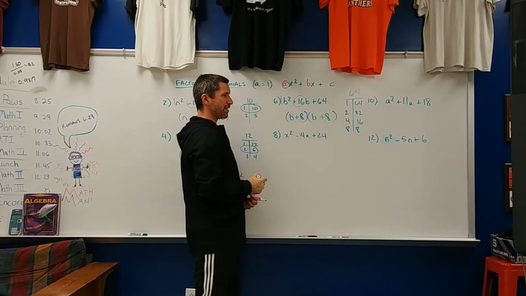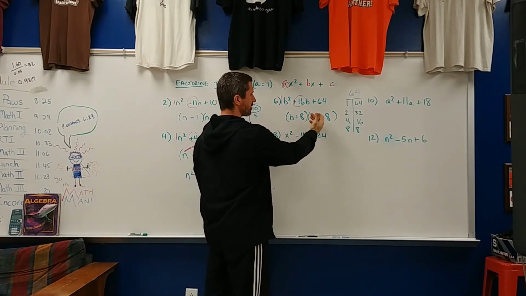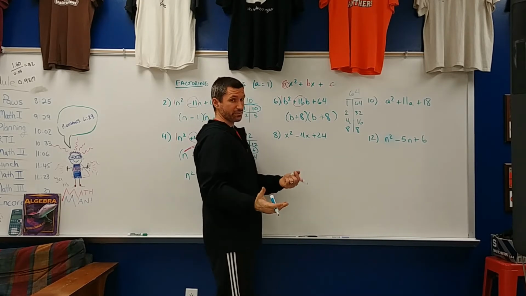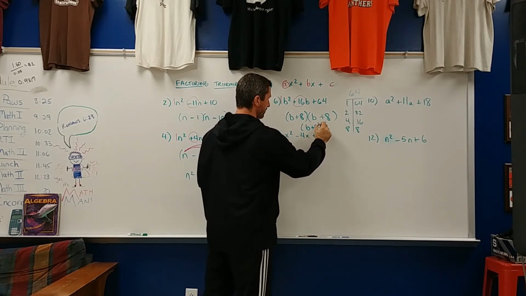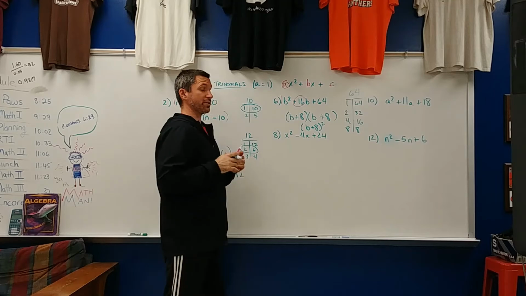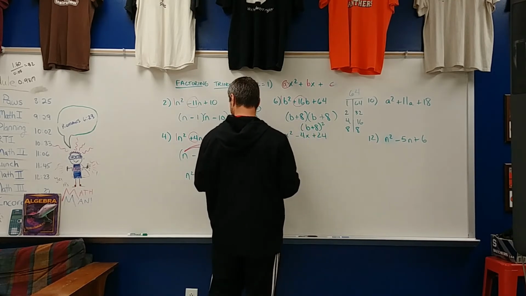Now, this one's a bit special. See how we got the same binomial twice? When you're multiplying the same thing times itself, you're allowed to use an exponent. So I would prefer that you finish this by saying b plus 8 squared, because you're multiplying that binomial times itself. Okay. So that's the best way to finish that.